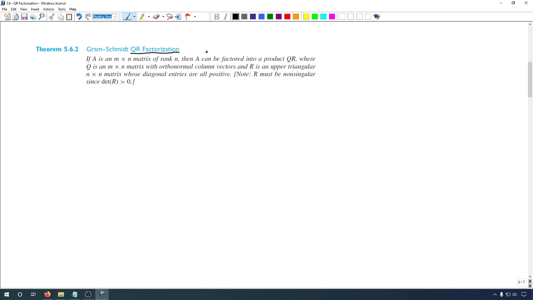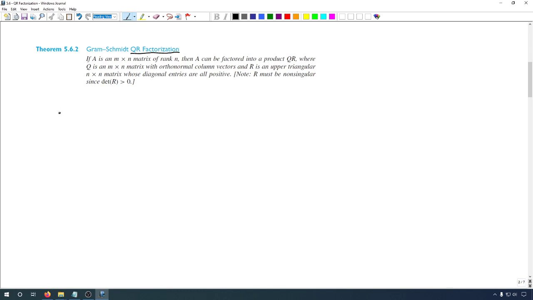But as long as that's true, then A can always be turned into a product of Q and R, where Q is an m by n matrix with orthonormal column vectors, and R is upper triangular, and it's a square matrix with diagonal elements all positive. Actually, we specified before that none of them were 0, but we can say here that they're all positive. That's pretty obvious when you remember our diagonal elements were our norms, and our norms are always going to be positive numbers. That also means that R is not singular, so we can always take the inverse of it.